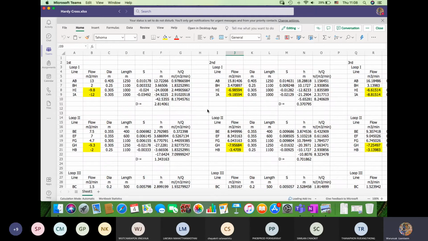Okay, so this one is actually the Excel files. You can follow because it's the same as the figures that I showed you in the presentation. So these are all about the Hardy-Cross method.